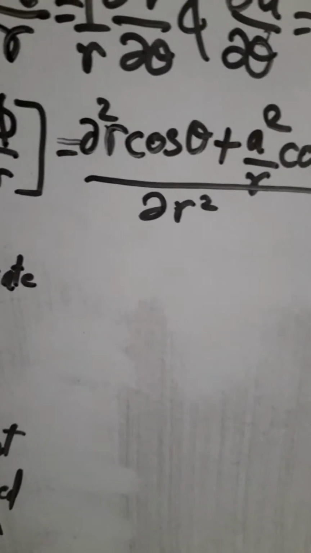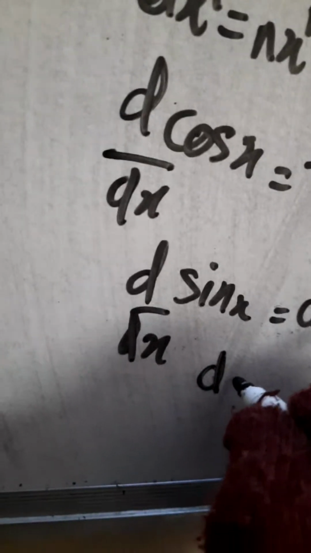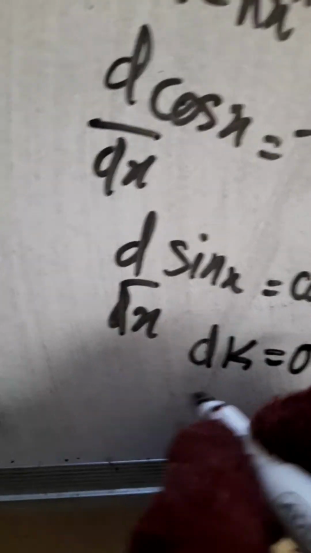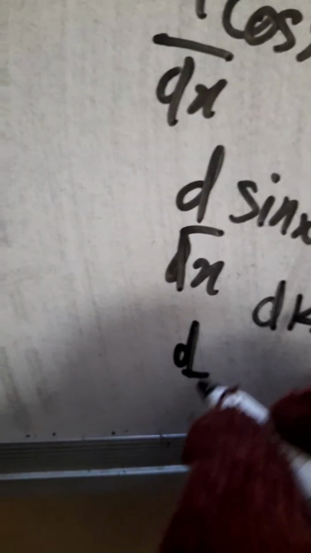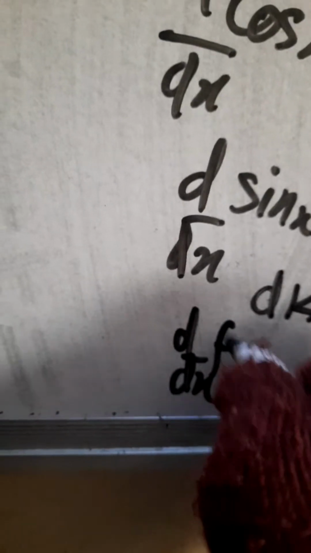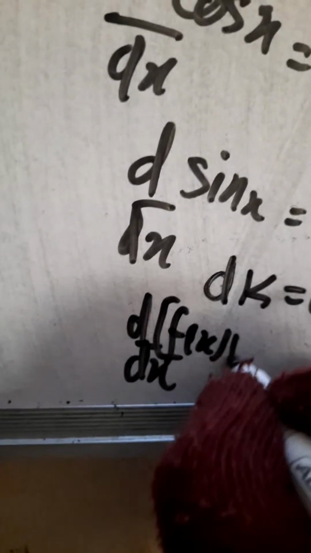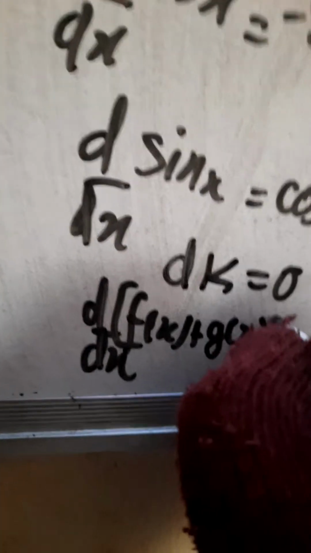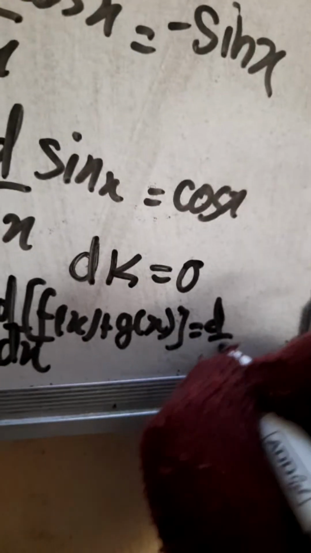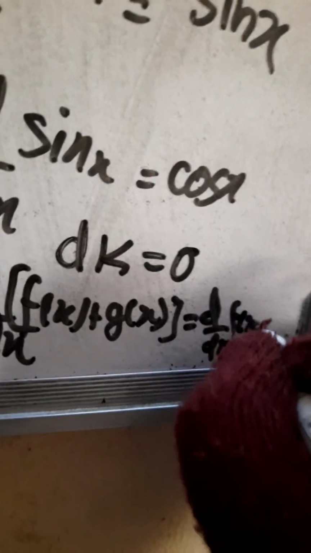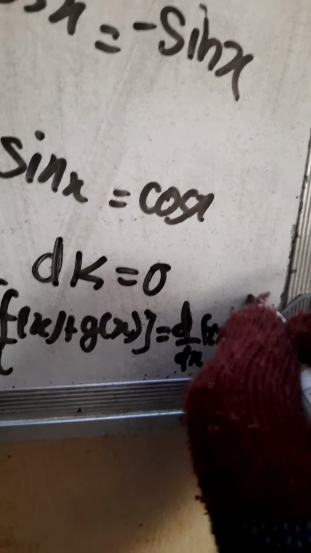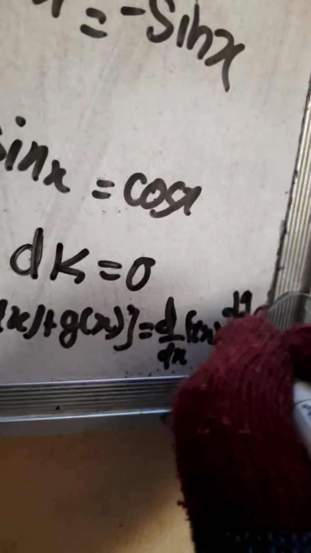But since it is not standalone, by the way, I have to tell you, the derivative of a constant is equal to 0, and when the derivative is taken of two functions added together, f of x plus g of x, they can be taken separately: d by dx f of x plus d by dx g of x. So we can take it separately. That's how it works. Simple stuff.